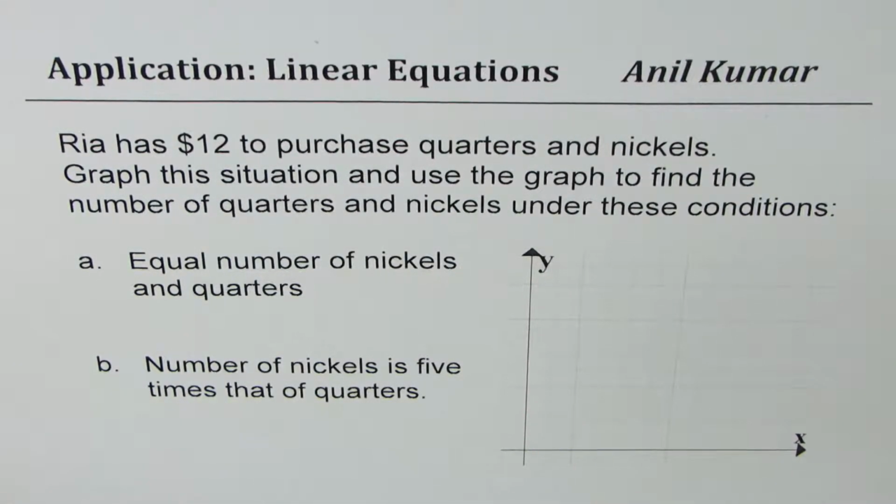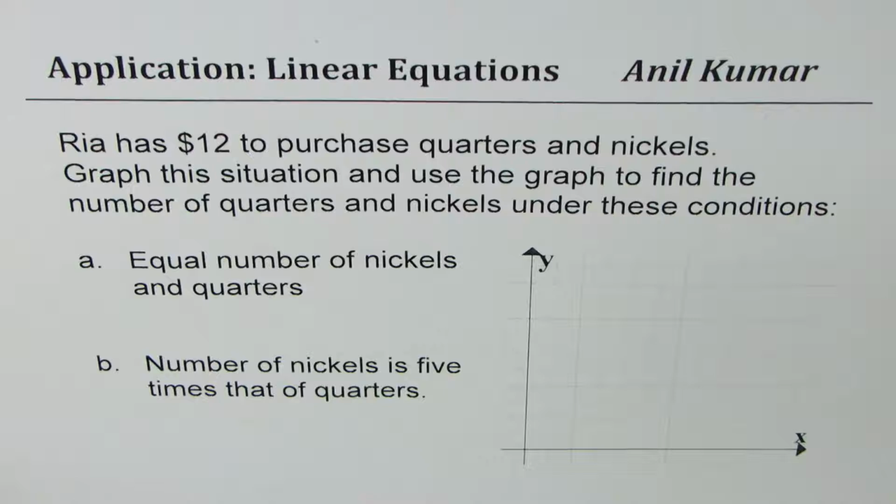I'm Anil Kumar sharing with you an application question based on currency, the coins. The question here is Ria has $12 to purchase quarters and nickels. Graph this situation and use the graph to find the number of quarters and nickels under these conditions.